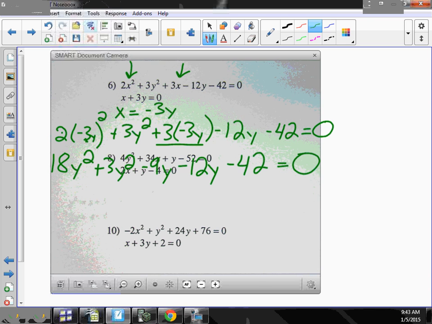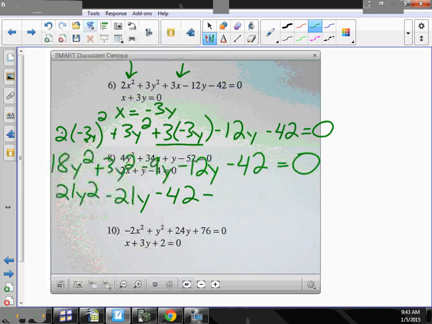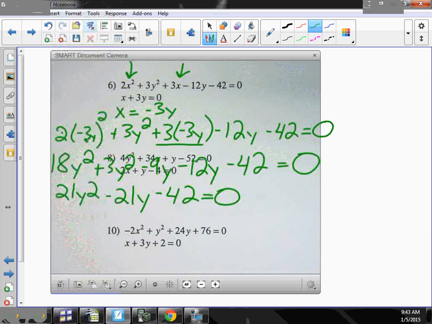Now I combine like terms. 18 and 3 gives me 21y squared. Negative 9 and negative 12 gives me negative 21y minus 42 equals 0. The nice thing about this worksheet, all of the intersections occur at whole numbers. And because of that, all of the factors of these quadratics are going to be whole numbers, which means I can divide the 21. If you get to this step and the 21 does not divide out, you made a mistake. You will always be able to divide by this number.